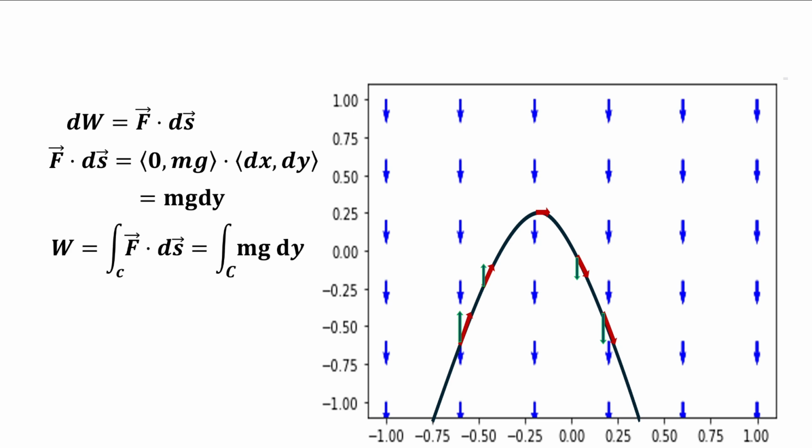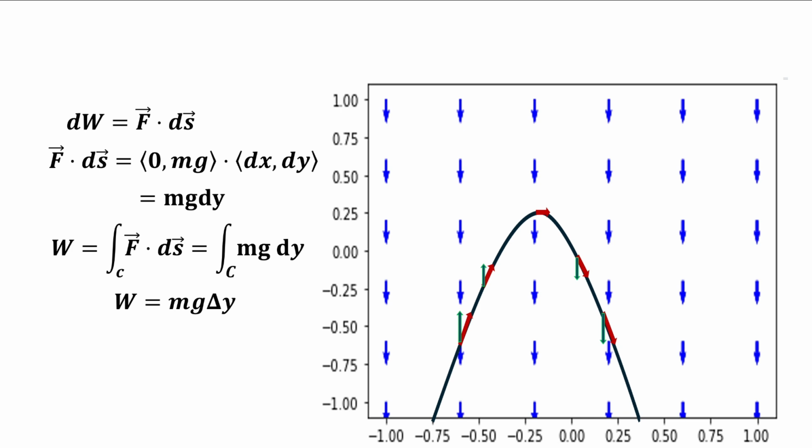So how do you find the total work? You look at every single point along this curve and you add them up. That means doing an integral. So if you do an integral over our curve C, and this is my curve C, then it's pretty easy to evaluate. You end up with something that looks like m times g times delta y.